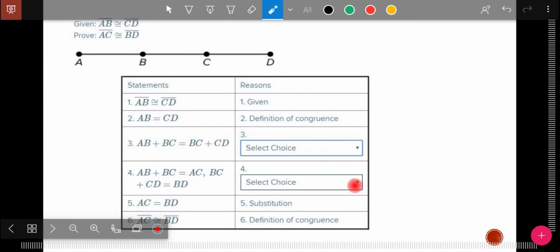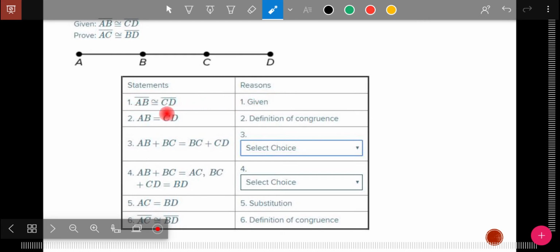Now on our homework though, I would like to see you write out the whole proof, all 6 steps. So just get used to it. I'm not saying it's fun, but it is good to get used to writing out all the steps of the proof. And so here, that's the given, that they're congruent.